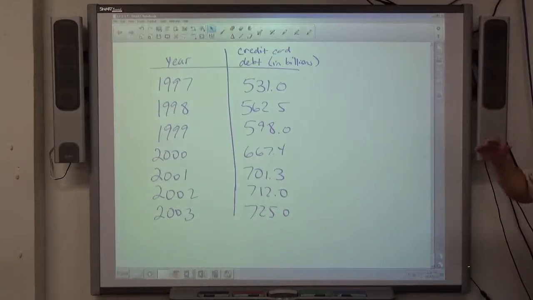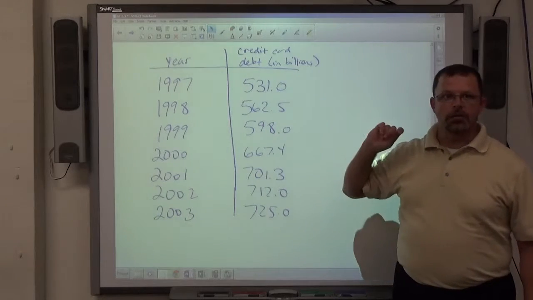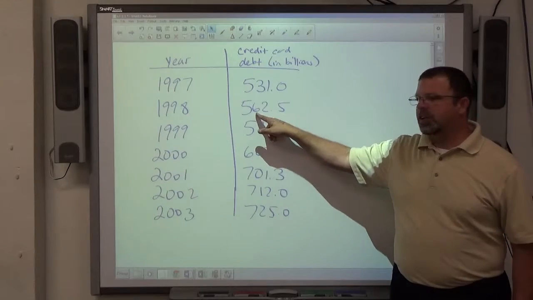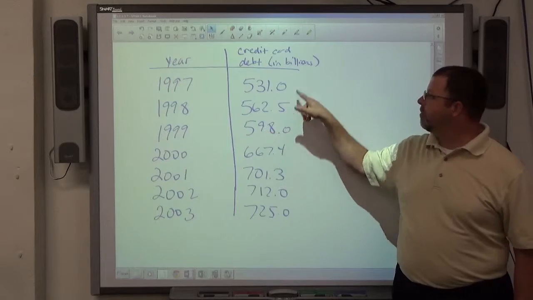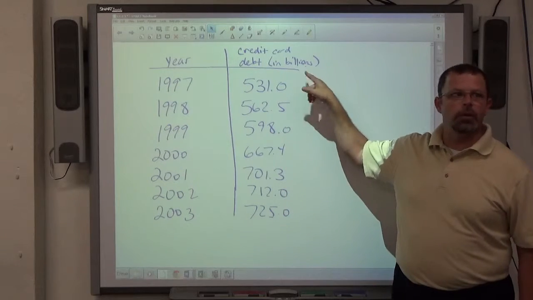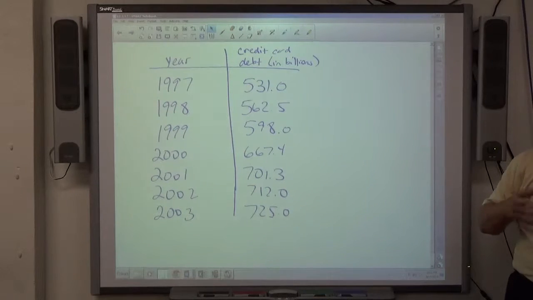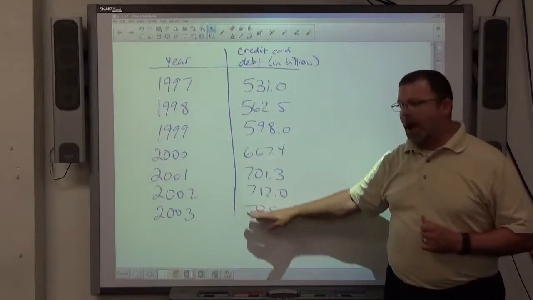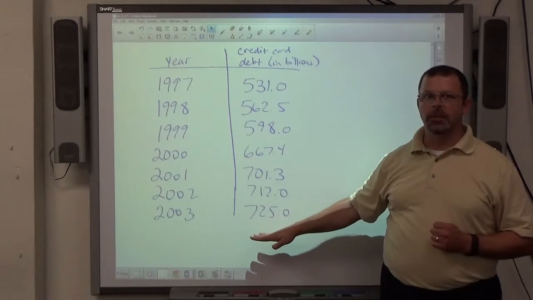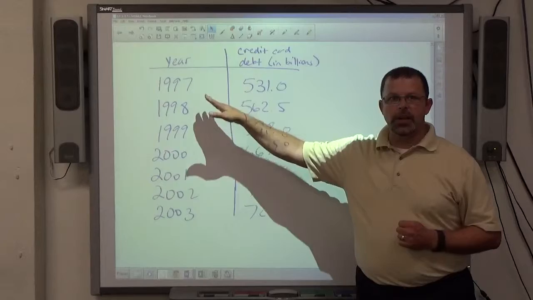Now let's make sure we have a complete understanding of this. $531 billion is what all the Americans owe in 1997. Then $562.5 billion, $598 billion, $667.4 billion. If they ask, when will the amount be $850 billion, I believe is what it's asking for? All right, $850 billion. The y-coordinate is going to be 850. The x-coordinate represents the year.